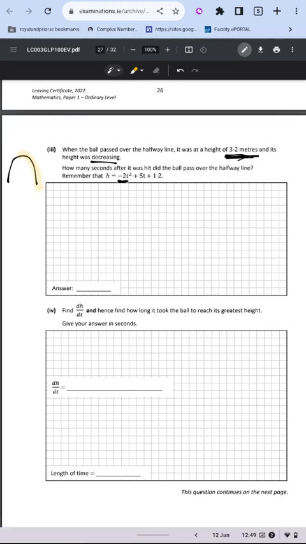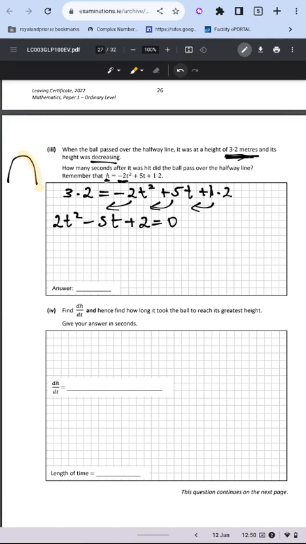How many seconds did the ball pass over the halfway line? And remember there's our function. So here the height is 3.2 metres. So instead of my h, I'm going to sub in 3.2, and I'm trying to work out the time. So if we're working out the time, we need to keep t in it. It's starting to look like my trinomial or quadratic. I'm going to bring everything over to this side, keep it positive. 2t squared minus 5t, 3.2 minus 1.2 is plus 2, is equal to 0.